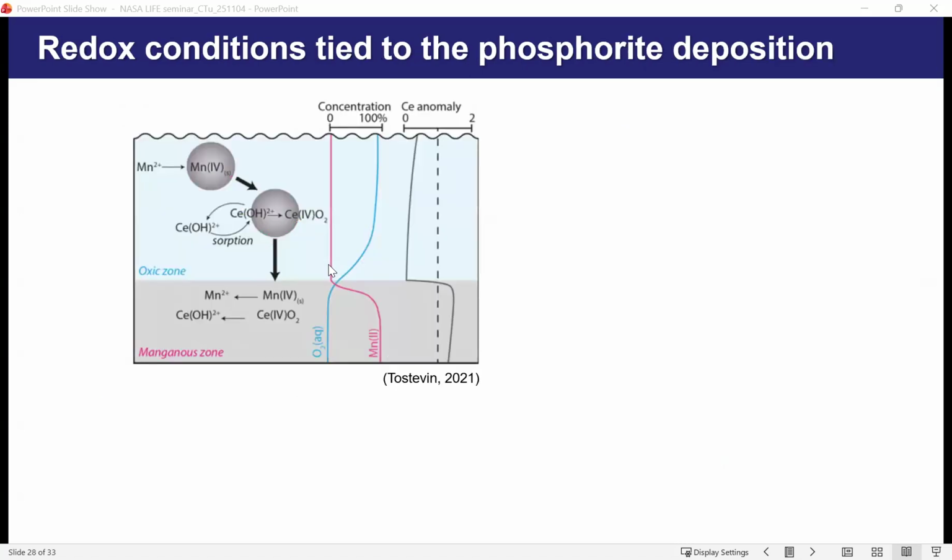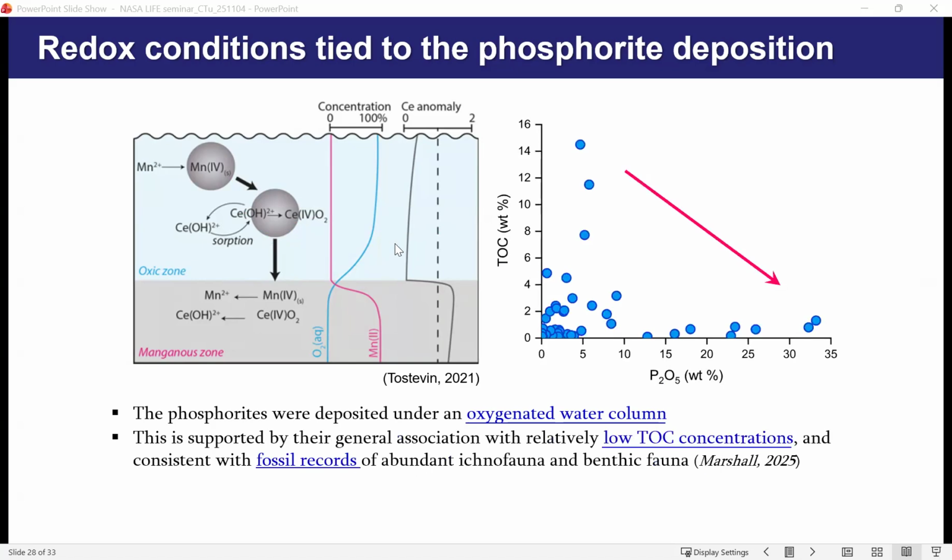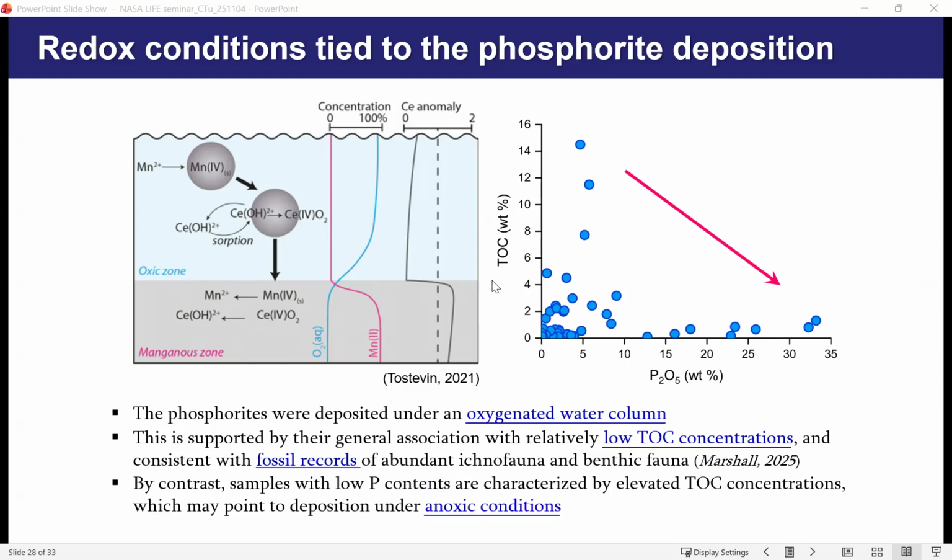Cerium anomalies can shed light on local water column redox dynamics in Earth's history. I don't have time to go through the details, but basically, the negative cerium anomalies suggest that the phosphorites were deposited under an oxygenated water column. This interpretation is supported by the general association with relatively low TOC and is consistent with fossil records of abundant infaunal and benthic fauna. By contrast, samples with low phosphorus contents are characterized by elevated TOC, which may point to deposition under anoxic conditions.